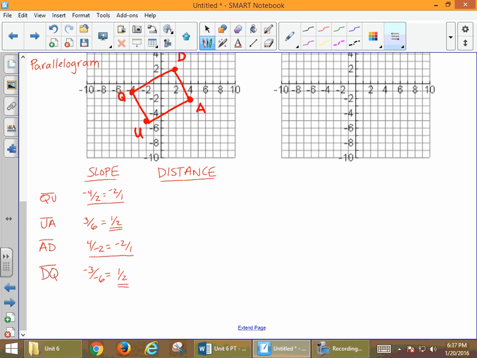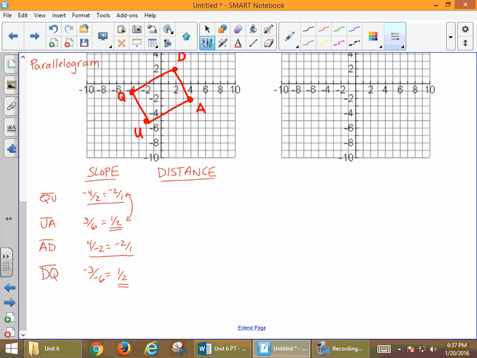It is a parallelogram. Now, before I can check for other types of parallelograms, the first one I always like to check is to see, is it a rectangle? Do I have a 90-degree angle? And I can find a 90-degree angle by looking at two adjacent sides, like QU and UA.